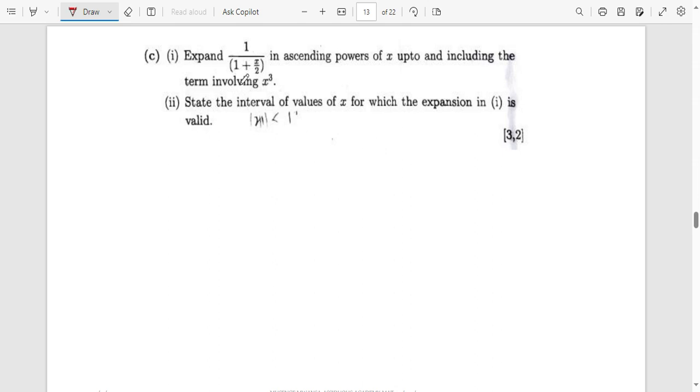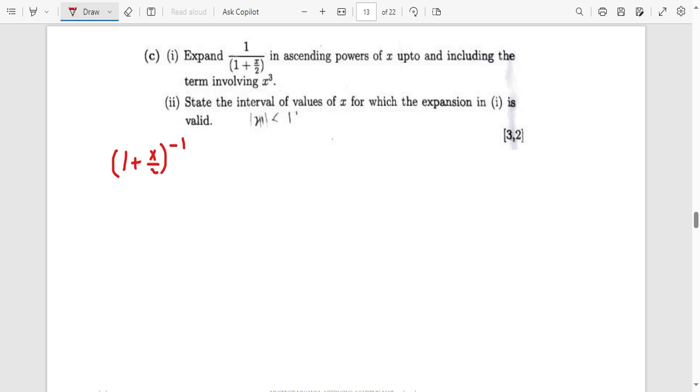Expand 1 over 1 plus x over 2 in ascending powers of x, including the term involving x to the power 3. Okay, we want to expand this one. Now, the way it has been given, I can't expand it, so I can take it on top, alright? So if I take it on top, it becomes 1 plus x over 2. Remember, immediately you take something on top, the power becomes negative. Okay, and then from here, we'll use the same binomial expansion.